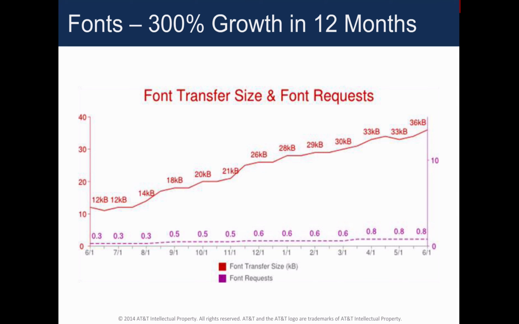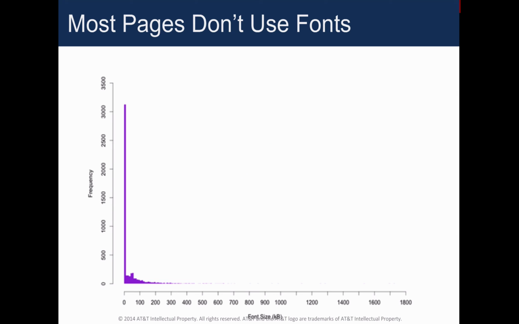And our font size has grown, I say 300% here based on this chart. But this is an average, and we have to be really careful looking at averages, because when we actually plot it out, most mobile pages aren't using fonts. So, of the 4,700 odd pages in the archive, 3,000 of them don't use any fonts at all.